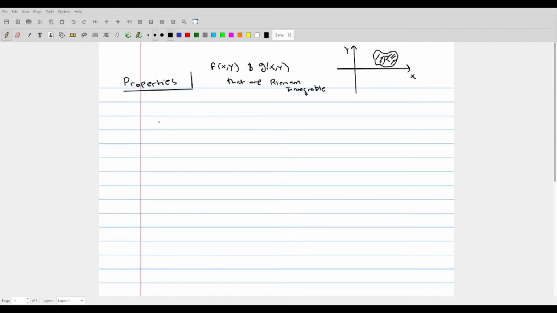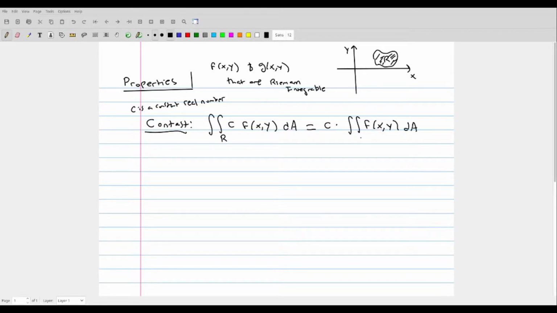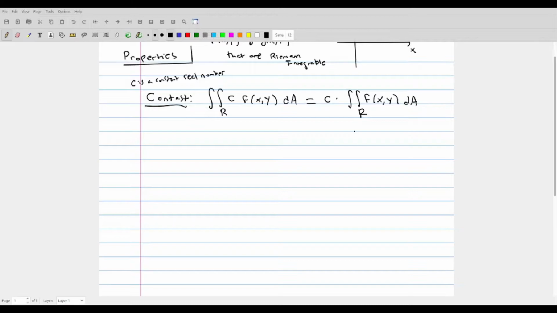So the first property, and a property that we saw in some of the examples gone over in the previous lecture, is what happens when you take the double integral of any constant c. So suppose c is a constant real number, and we take the double integral over the region R of c times a function f of x y dA. This is the same thing as that constant c times the double integral of f. So we can pull constants out of the integration process, just like we can in single variable calculus.